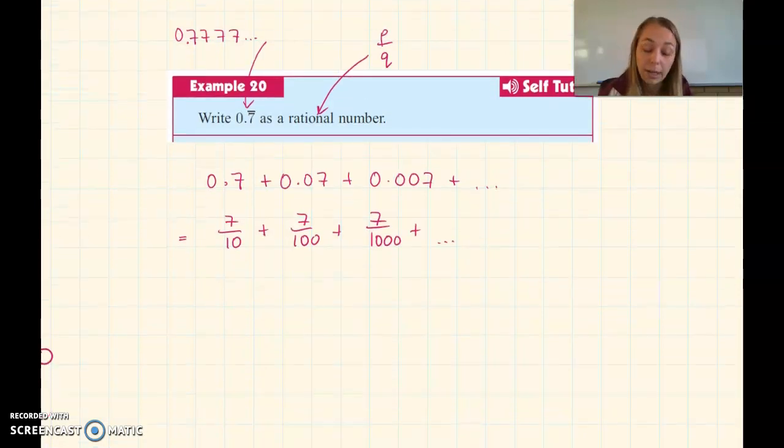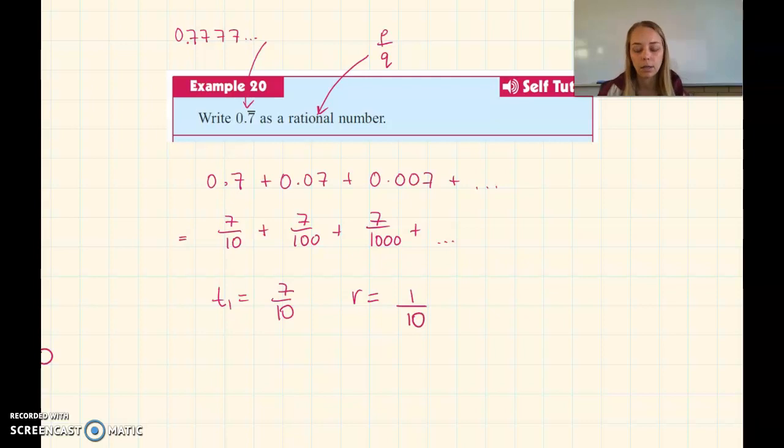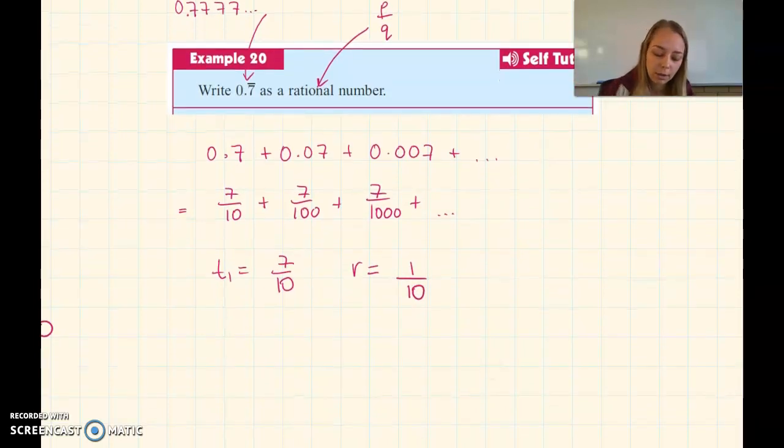So what do we actually have here? We have an infinite geometric series. So let's have a look at what we know about this series. We know that T1 is 7 over 10, and we know that r is going to be the ratio between the next term and the previous term. So what we're multiplying by each time is 1 over 10. So to get from 7/10 to 7/100, we just need to multiply by 1 over 10, and so on.